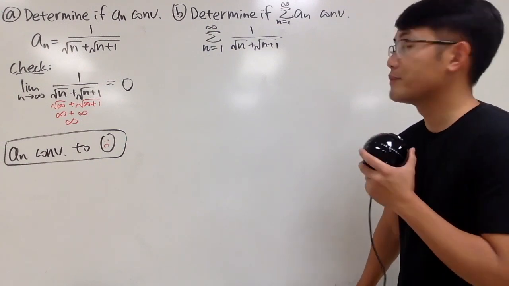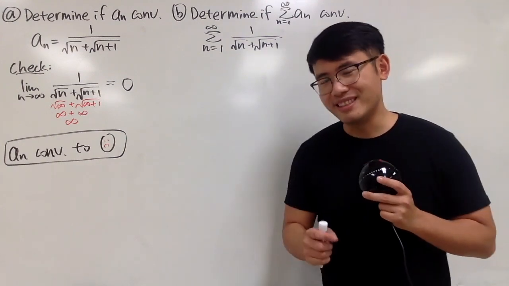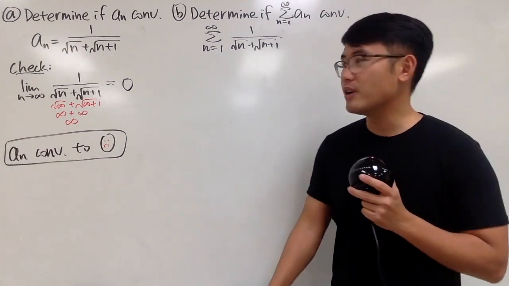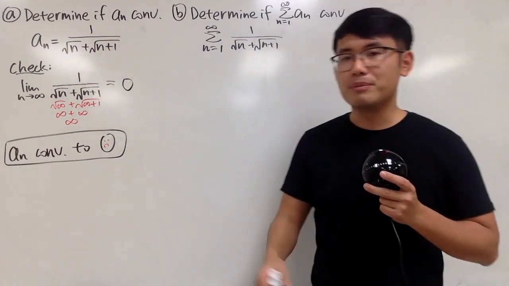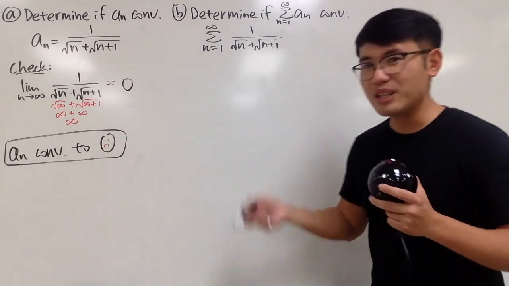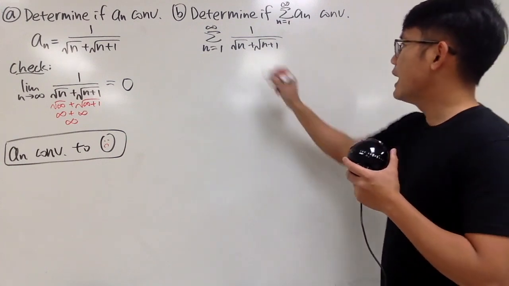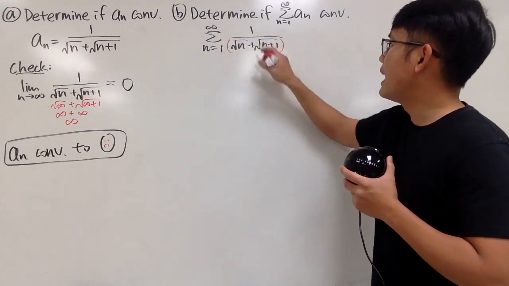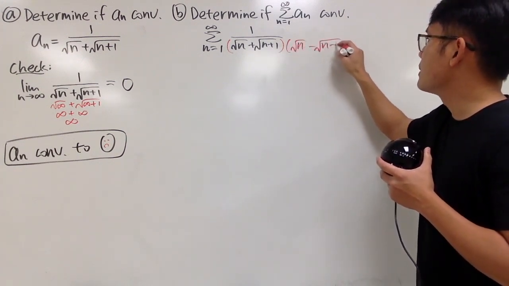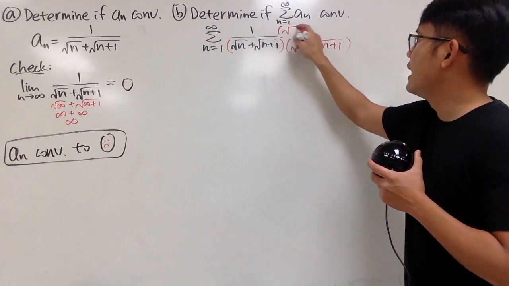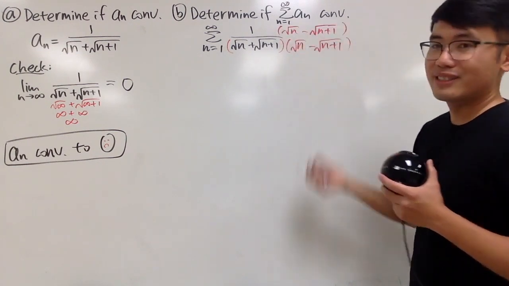Well, we don't have too many tools yet. Maybe let's use the conjugate business like the one that we did in the previous video, where we have 1 over square root of n minus square root of n plus 1. So let's try that. Let's break it apart in this fashion. Let's multiply the top and bottom by the conjugate, square root of n minus square root of n plus 1, like this and like that. And then hope for the best.